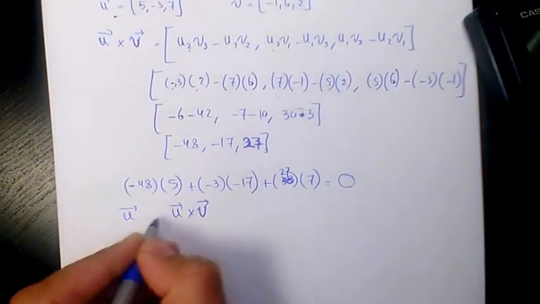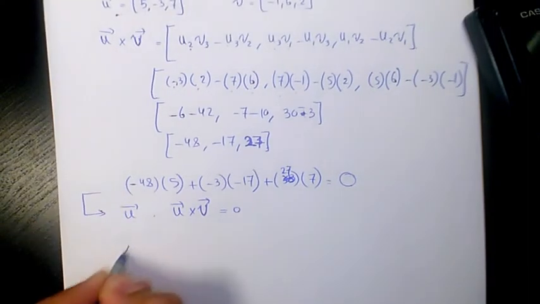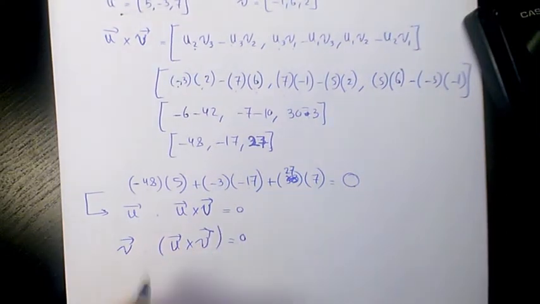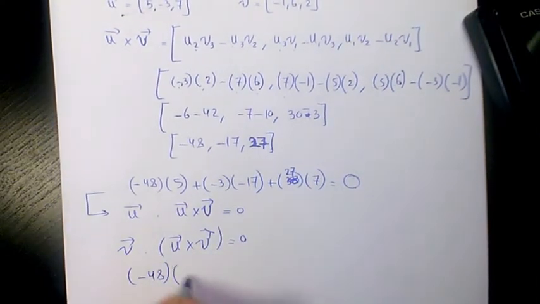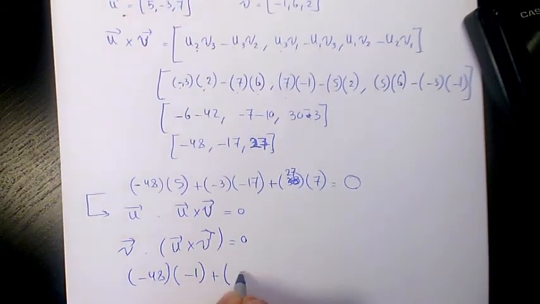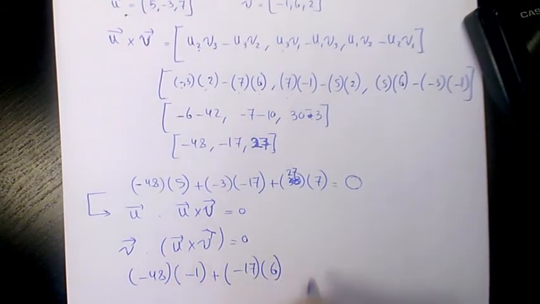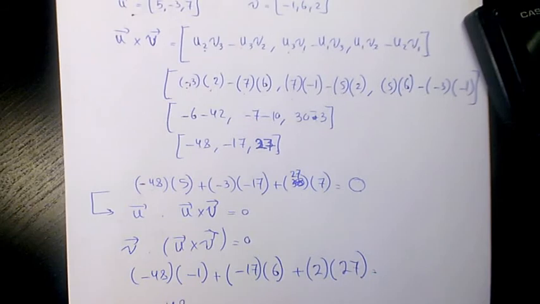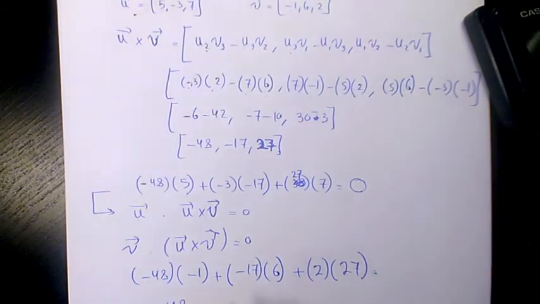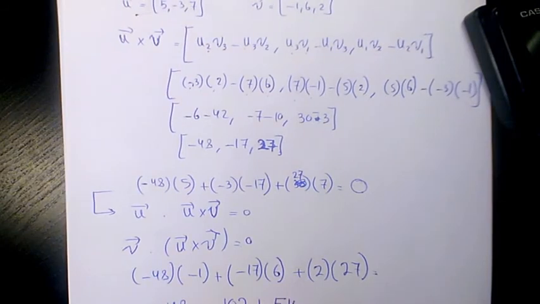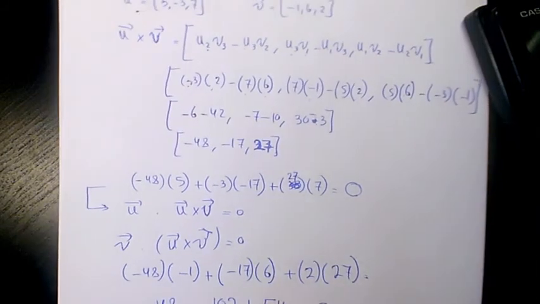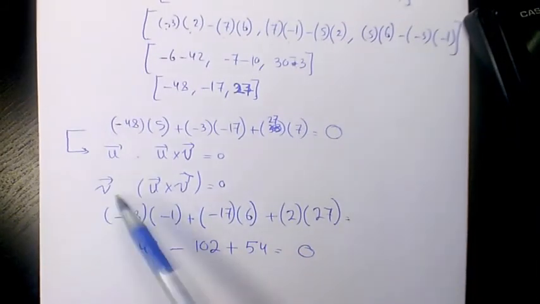Now let's check if v dot u cross v is 0. So that will be negative 48 times negative 1 plus negative 17 times 6 plus 2 times 27. That's going to be 48 minus 17 times 6 is 102. Here we have 54. So we have 102 minus 54 minus 48. That's going to be 0 as well. So it means that u and v, both of them are orthogonal to the cross product of u and v.